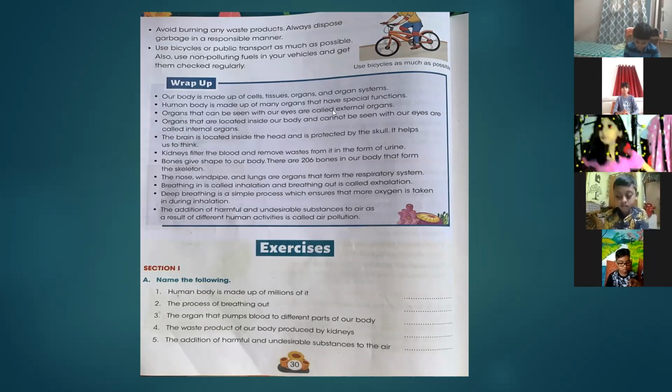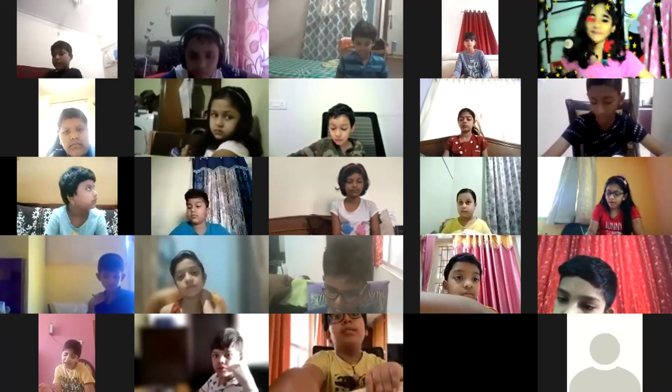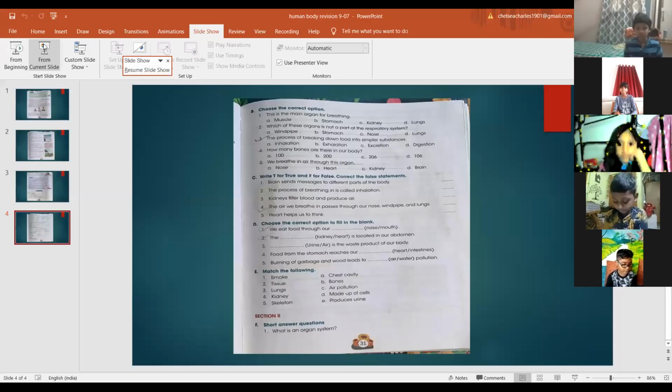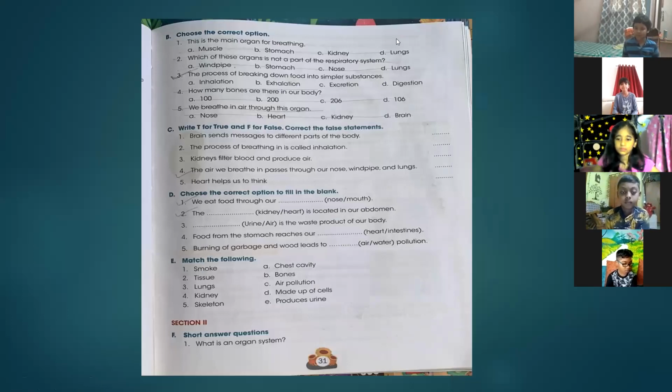So we'll go on to the next one. You can turn your page to page 31. Okay, page 31, it says choose the correct option. So the first one, this is the main organ for breathing. So here you can just tick beside the letter. So this is the main organ for breathing: muscle, stomach, kidney, or lungs.